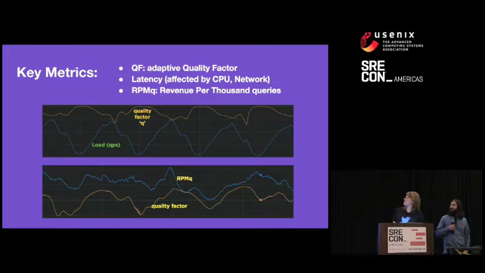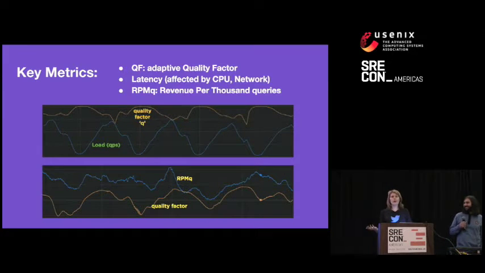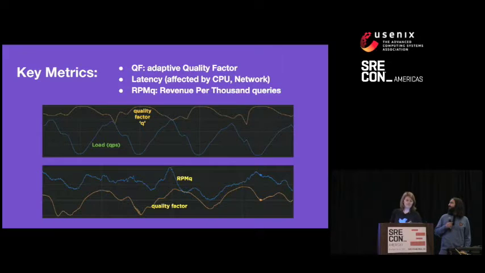All right, so let's go over the key metrics that we picked, right? Because you need to know, well, if I'm going to do this performance tuning, what am I going to look at to know whether or not it's working? So there's 3 metrics that we picked: quality factor, QF, latency, and RPMQ. QF, as we said previously, is a rough measure of the level of quality of the ads we're currently serving. And that relates back to how well the system is using its resources. So performance tuning will affect quality factor.